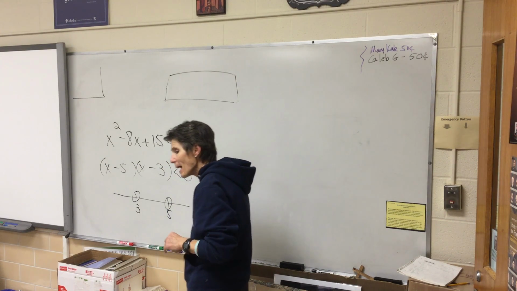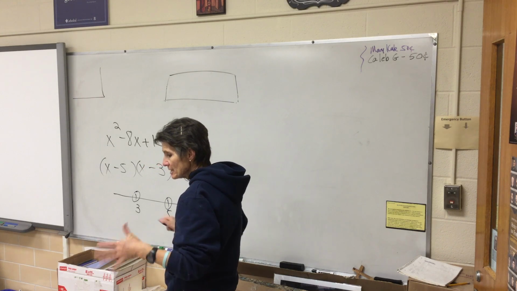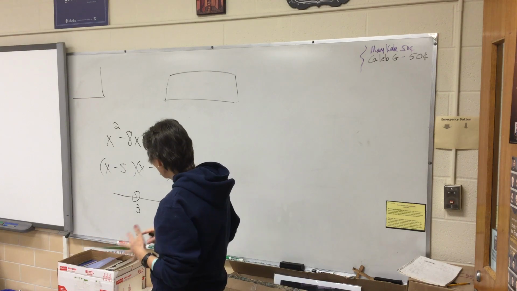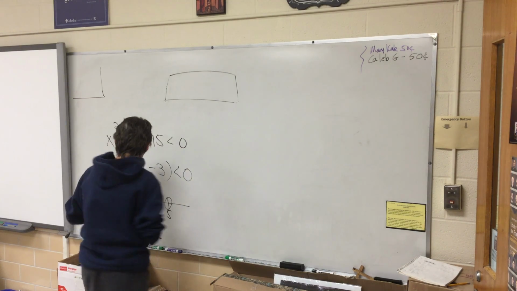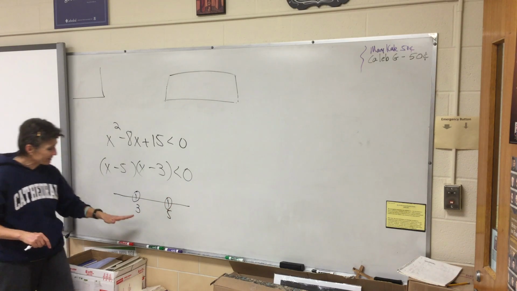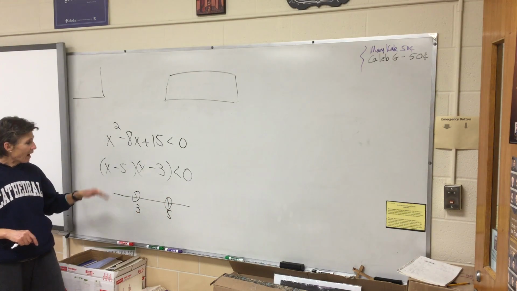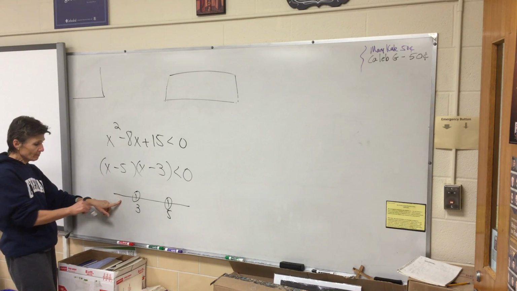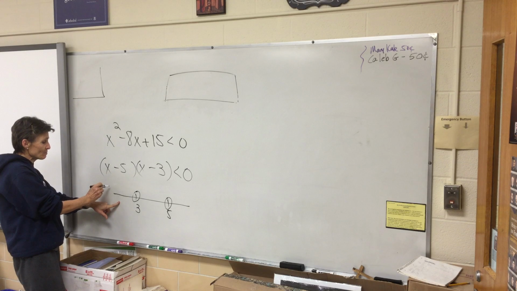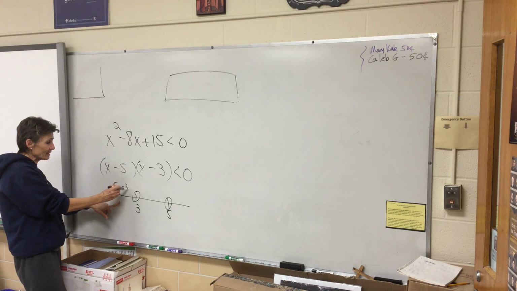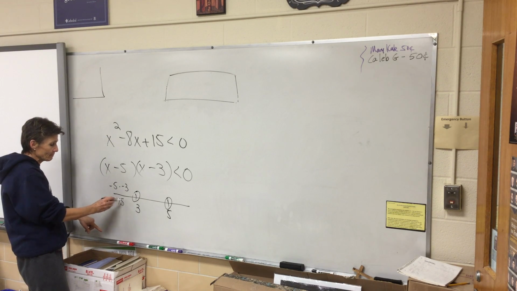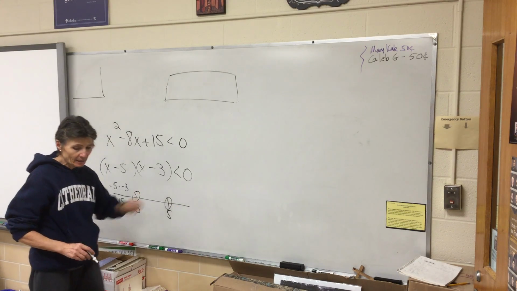And now I'm right back to where I was a minute ago. I need to shade. So I'm going to pick a number, and again, you can pick any number you want that isn't 3 or 5. I'm just going to pick 0 because it's so easy. 0's over here. That gives me -5 times -3. These are multiplied. So -5 times -3. That's 15. Is 15 less than 0?